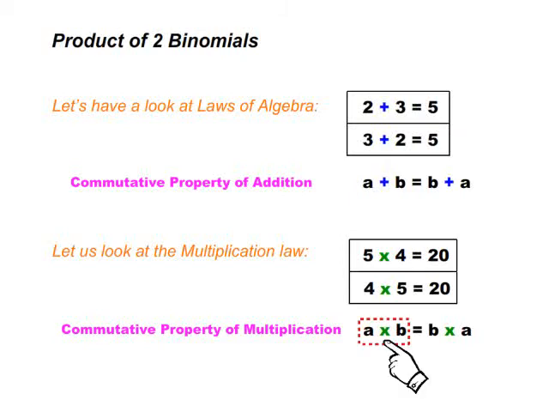Please note that A multiplied by B is the same as B multiplied by A. This property holds if A and B are real numbers, numbers that exist.